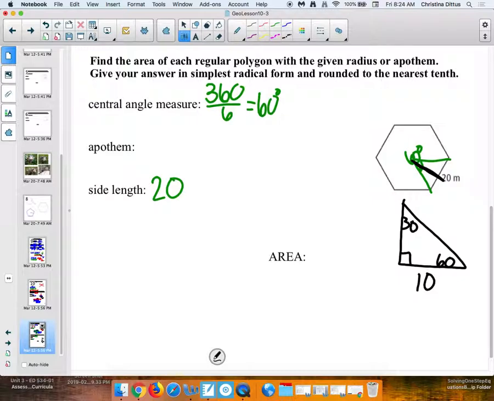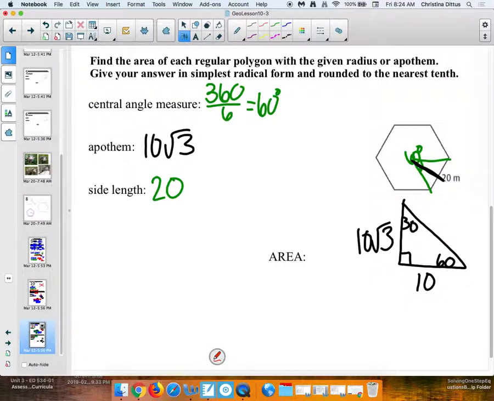I don't care about my hypotenuse. All I care about is my height. So short leg to long leg. How big is my height? 10 square root of 3. Good. So that is my apothem. 10 square root of 3.